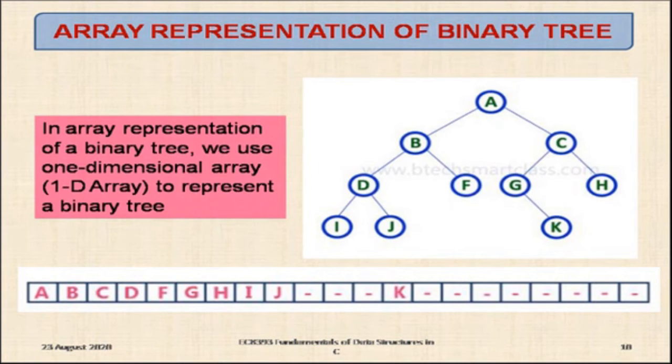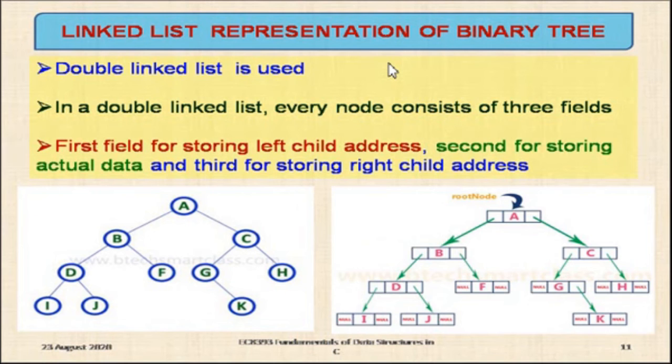And the second technique is representation of a binary tree with the help of a linked list, that is a double linked list. Okay, a double linked list is being used to represent the binary tree. In a double linked list, every node contains three fields or three parts, as you can see here.